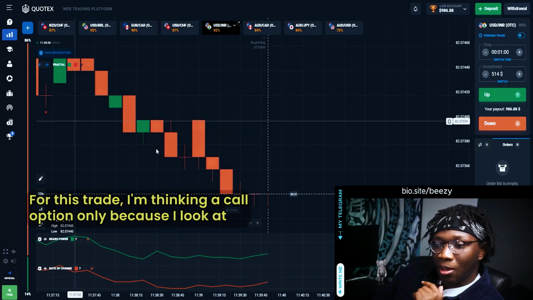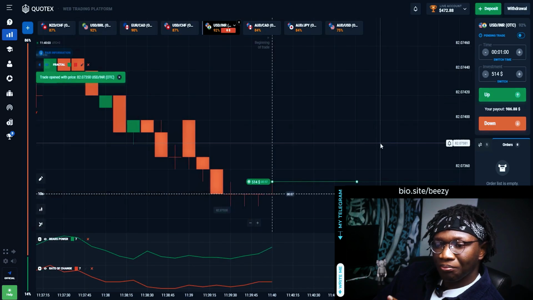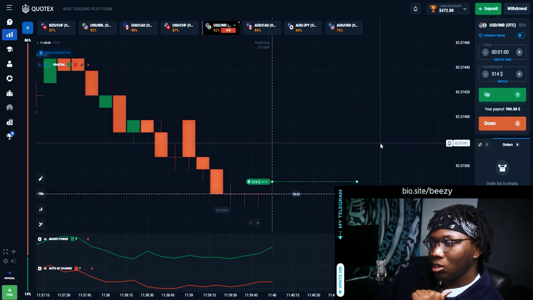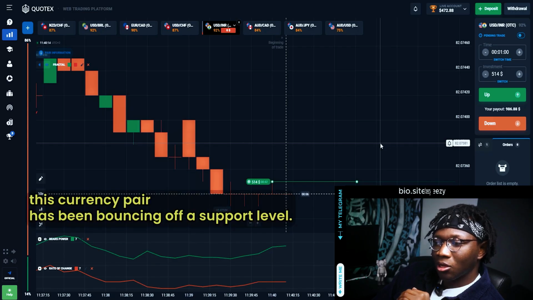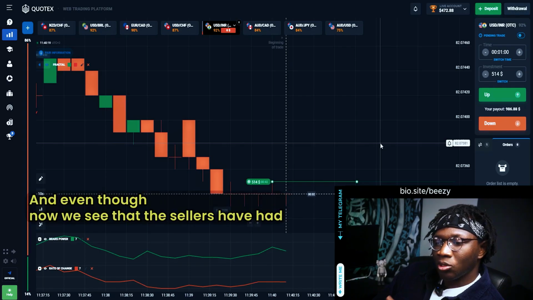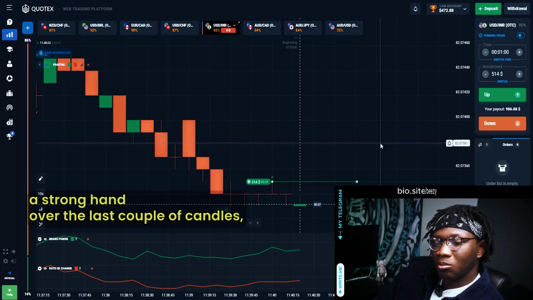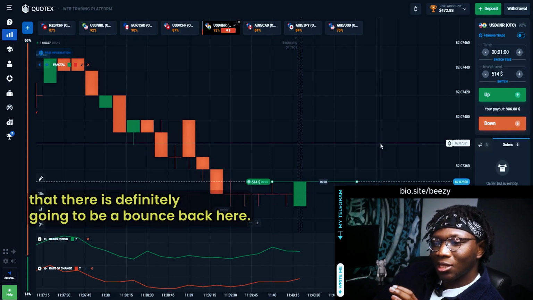For this trade, I'm thinking a call option, only because I look at the candles before and we can see that this currency pair has been bouncing off a support level. Even though we now see that the sellers have had a strong hand over the last couple of candles, we can also think about the fact that there's definitely going to be a bounce back here.